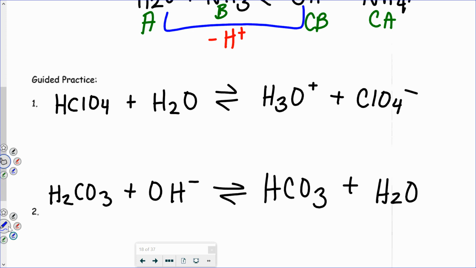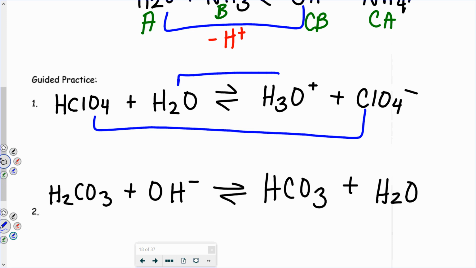All right, so first step whenever we're doing these, what you need to do is identify your conjugate pairs. So HClO4 goes with ClO4 because they differ by only a hydrogen. So I'm going to bracket those together. H2O goes with H3O plus because they differ by only a hydrogen. Remember, you can't put brackets on the same side. It goes from reactant to product.